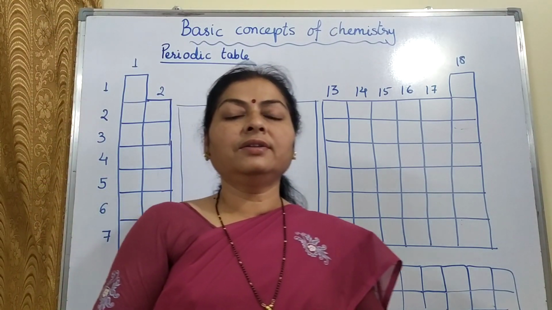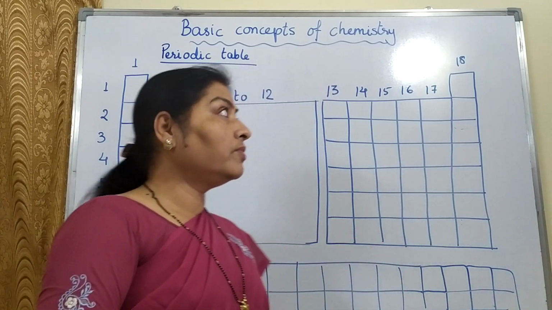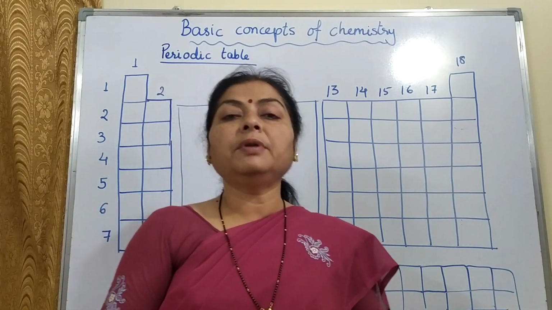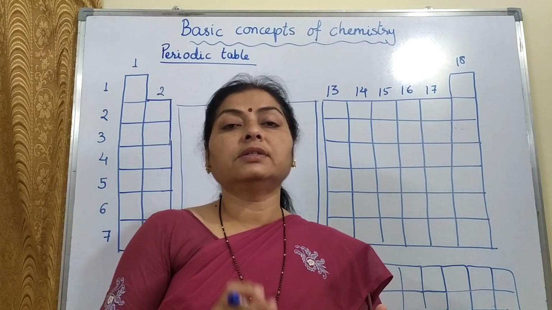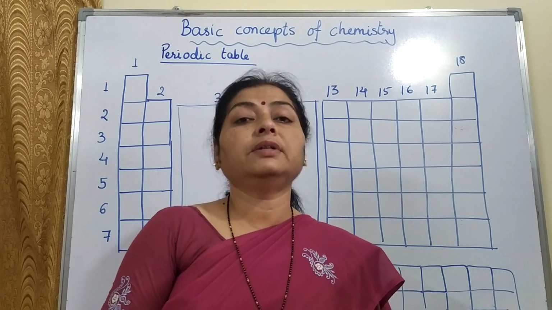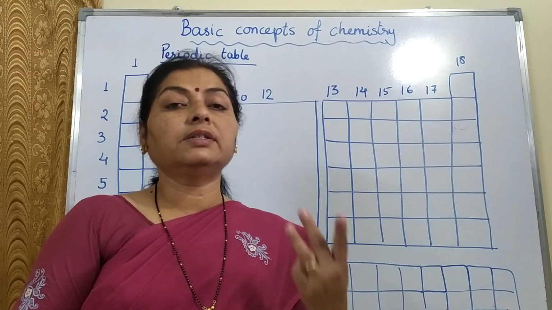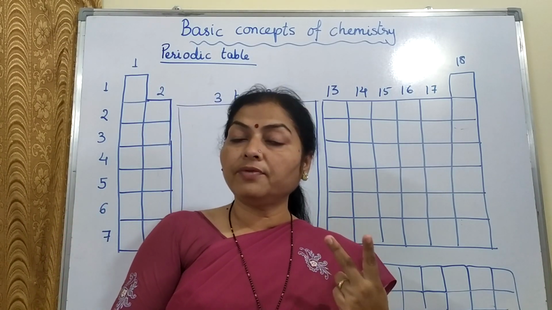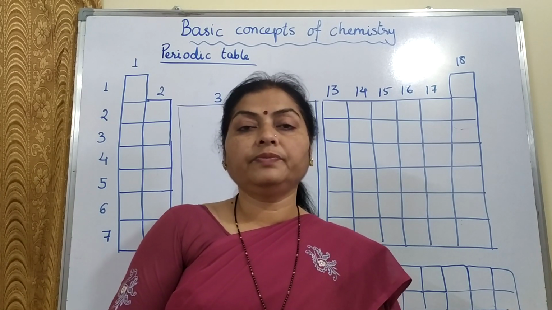Good afternoon, children. Continuing with the previous class, today we'll move ahead with the periodic table. In the previous class, we discussed elements, compounds, types of elements, and types of compounds. We have seen that there are three types of elements: metals, non-metals and metalloids. Compounds are of two types: ionic compounds and covalent compounds.